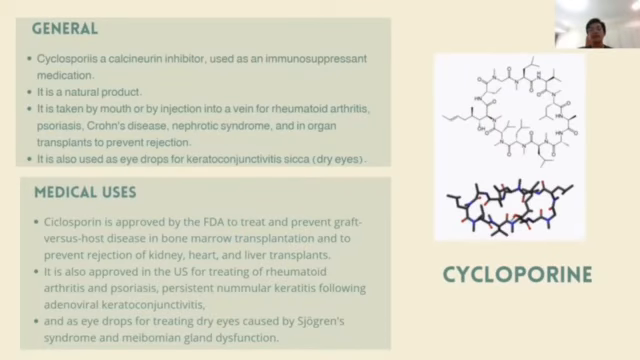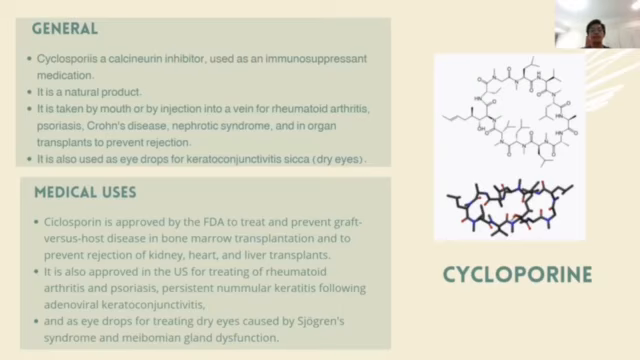Next, we have cyclosporine. Now, cyclosporin is a calcineurin inhibitor used as an immunosuppressant medication. It is a natural product, first isolated in 1971 from the fungus Tolypocladium inflatum and came into medical use in 1983. It can be taken by mouth or by injection into a vein for rheumatoid arthritis, psoriasis, Crohn's disease, nephrotic syndrome, and in organ transplants to prevent rejection. It is also used as eye drops for keratoconjunctivitis sicca, or dry eyes.